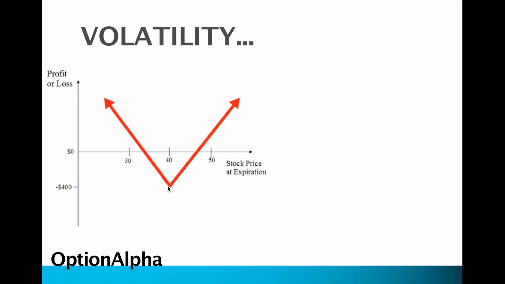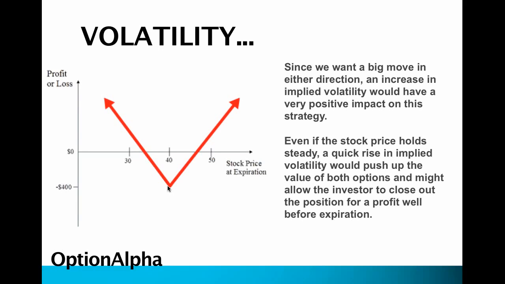With volatility, since we want a big move in either direction, an increase in implied volatility would have a very positive impact on this strategy. Now notice that I use the word increase in this particular slide. A decrease in volatility is not going to help our position. Again, we are trading a strategy where we want a volatile stock, so we want increasing volatility, more rapid and wild movement. Decreasing implied volatility, or a stock that starts to trade sideways or right at 40, is very bad for the strategy. So again, increasing volatility is really what we want, not decreasing volatility.